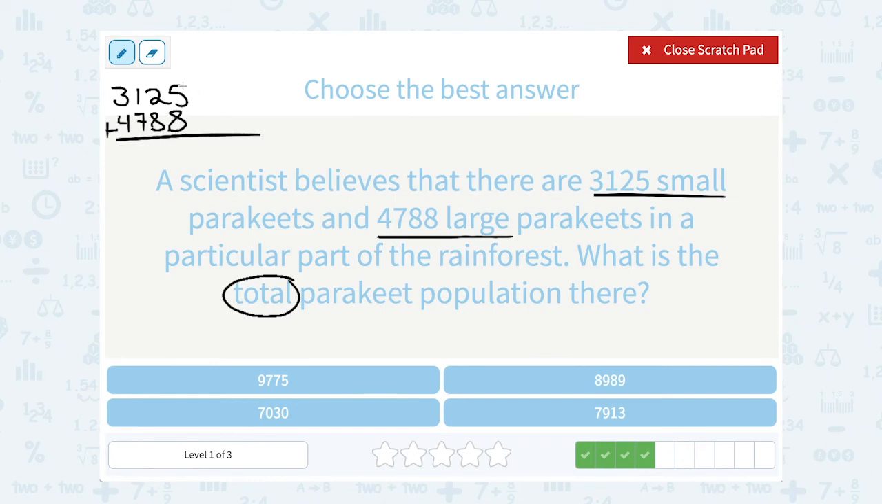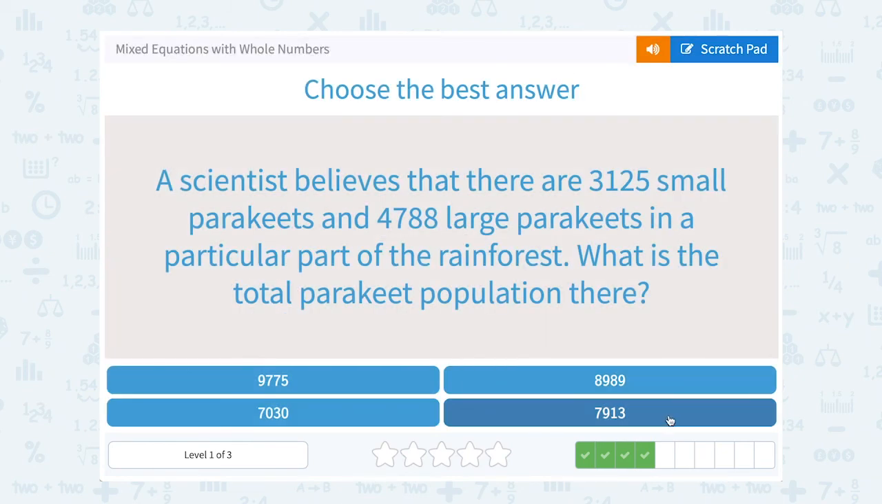All right, well, 5 plus 8 is 13, so 3, carry the 1. 2 and 8 is 10, plus the extra 1 makes it 11, so 1, carry the 1. 7 and 1 is 8, plus that extra 1 makes it 9, and 3 plus 4 gives us 7. Okay, so that means there's a total population of 7,913 parakeets.